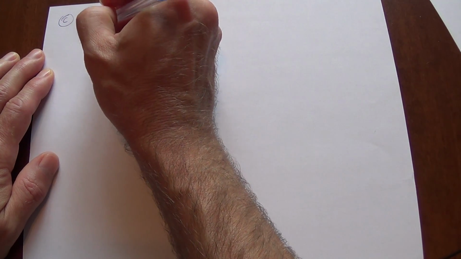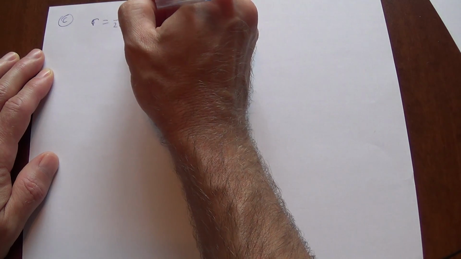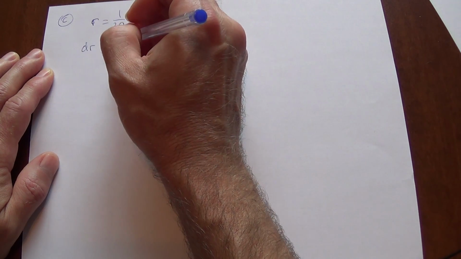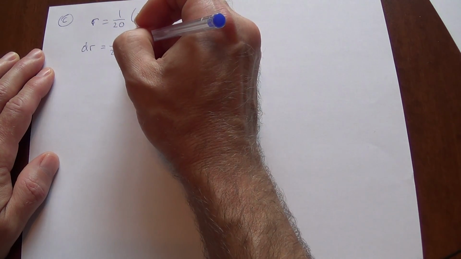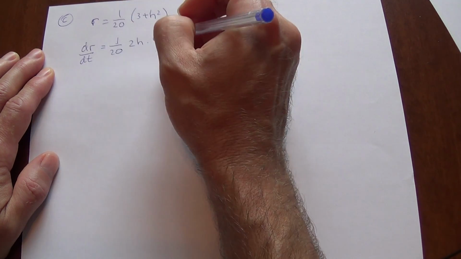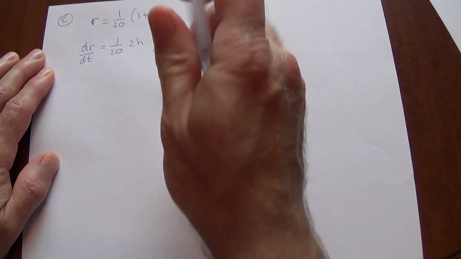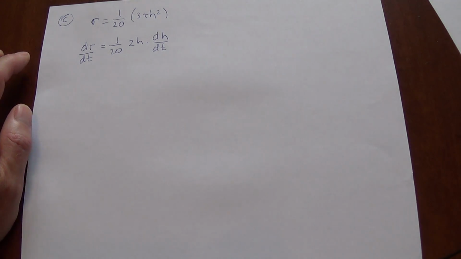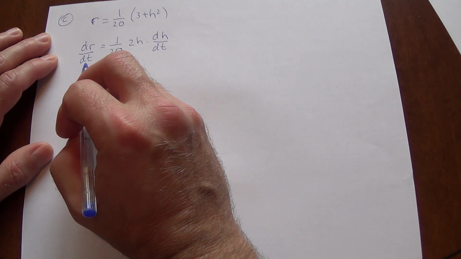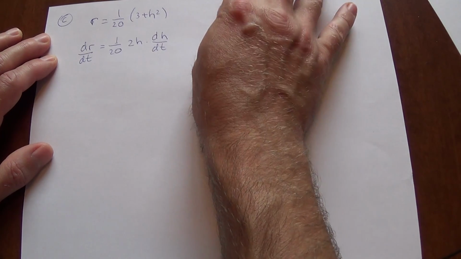So when you take that, which is R equals 1/20 times 3 plus H squared, and take the derivative on both sides, dR over dt is going to be 1/20 times 2h times dh over dt, with respect to time, correct? So we have this information given to us. So what do we have here? We have a height of 3. We know that dR over dt, which is 1/5, is given to us.